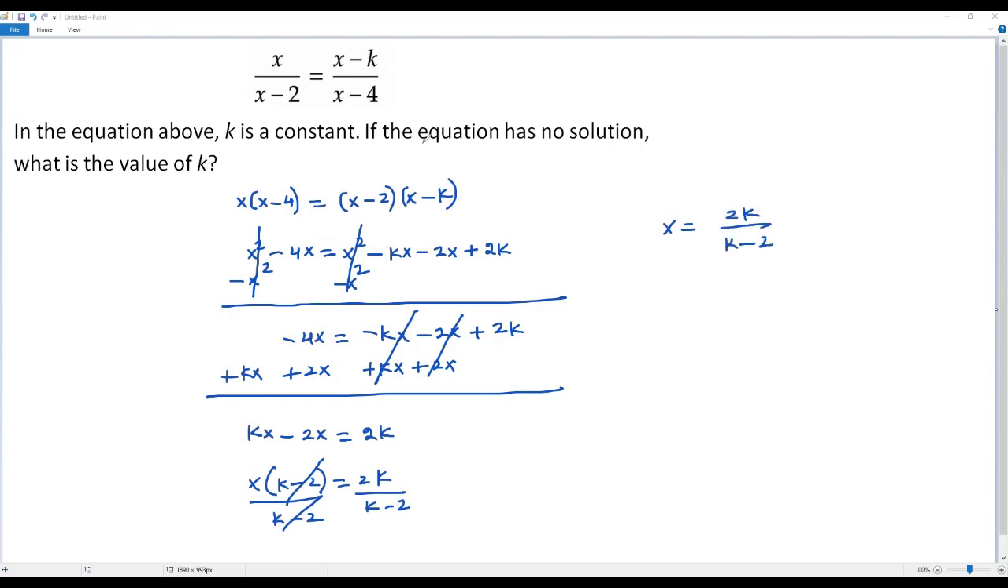Okay, here the question says the equation has no solution. If the equation has no solution, what is the value of k? Here, what value should I plug in for k so that I won't get a defined value for x? So when I plug in k equals 2, the denominator over here will become 0 because 2 - 2 will become 0. In any fraction, if the denominator is 0, then the value of the fraction is undefined. That is, the value of x is undefined. So when k equals 2, the value of x is undefined. That is, the given equation has no solution. Therefore, the value of k is 2.